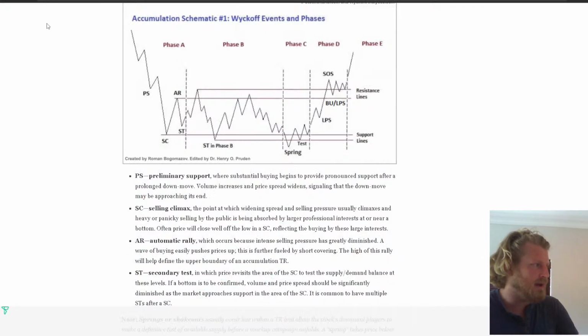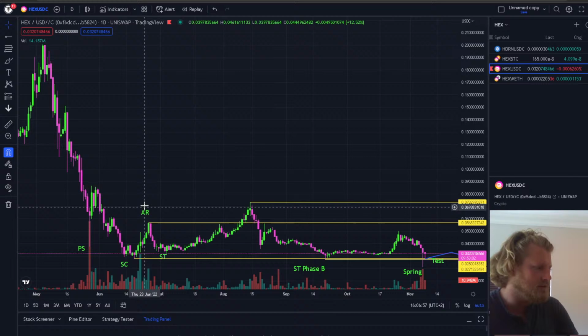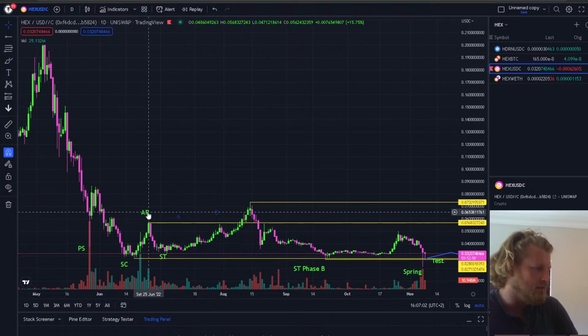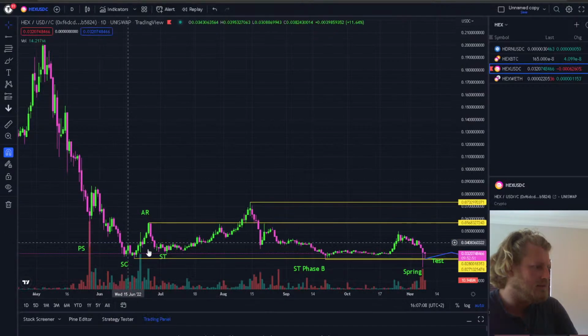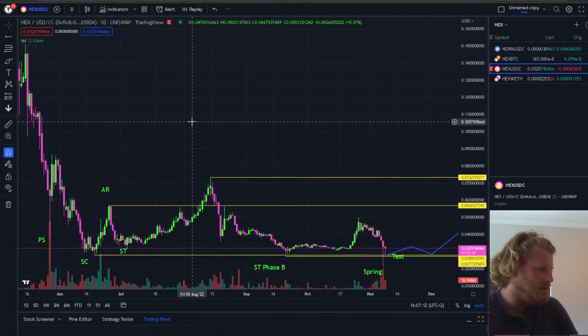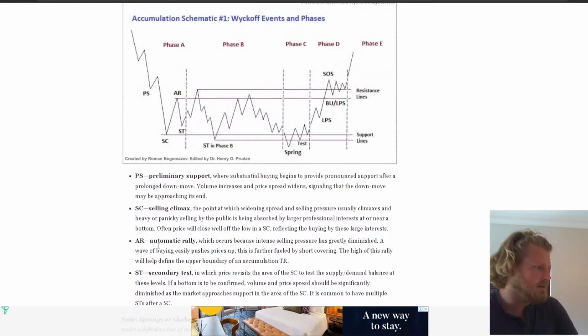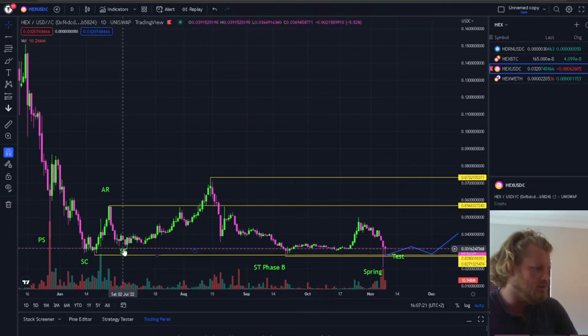We have an automatic rally out of that selling climax, because it tends to get overly sold off down here. You get your automatic rally, and I put these lines on here as well. So the selling climax was down at 28 cents. You get your automatic rally. You come down again to your ST. Your ST is your secondary test, so a retest of the lower levels.